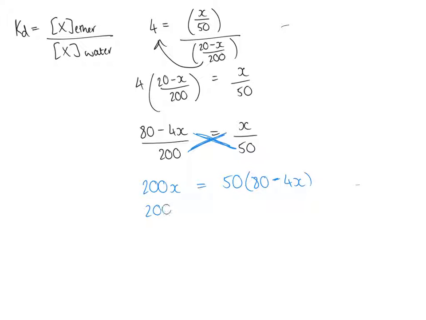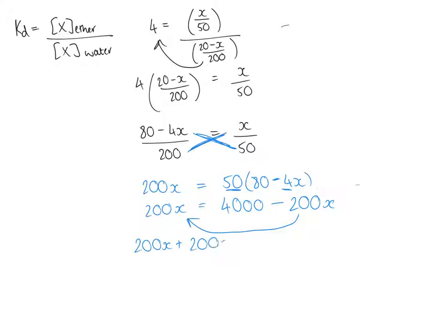Multiplying out that bracket, 50 times 80 is 4,000. 50 times minus 4 is minus 200X. Bringing X's to the same side, I've got 200X plus 200X is equal to 4,000. 400X is equal to 4,000. And so X is 4,000 over 400, which means that X is equal to 10.